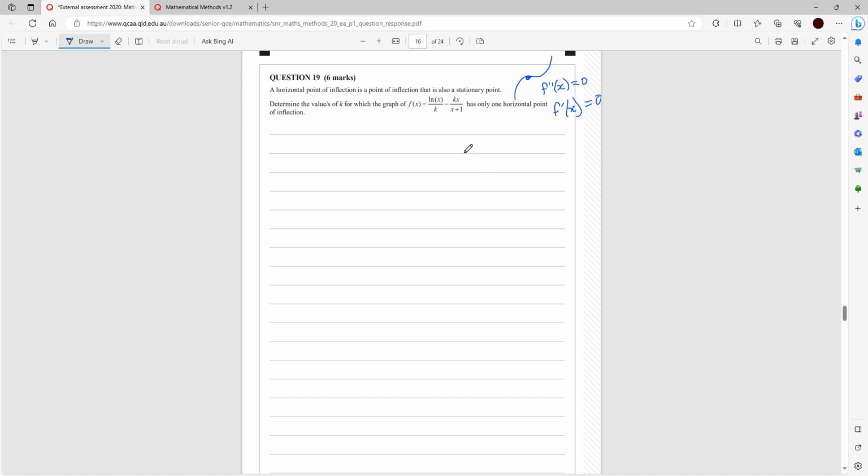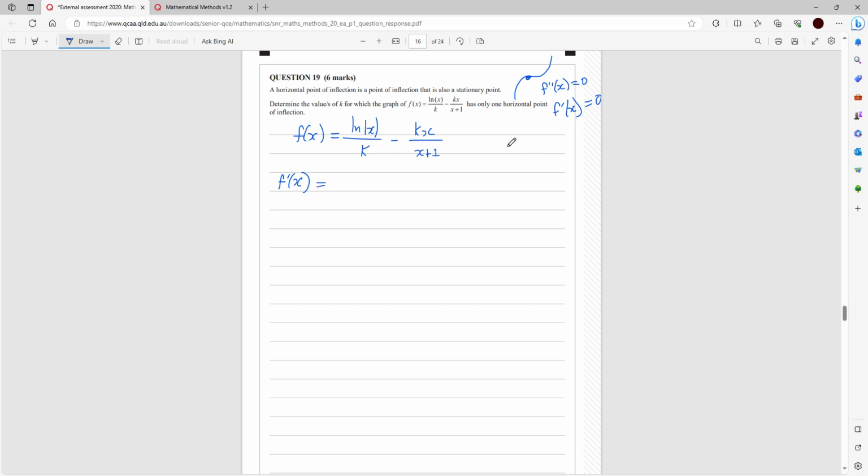So it's a bit of a weird one, but I like how they've explained it before they've asked you to find it. So determine the values of k for which the graph f of x has only one horizontal point of inflection. Okay, so you're going to need your differentiation skills for this one. So all we're going to do is just start differentiating this. So we have f of x is equal to natural log of x on k minus k on x plus 1.